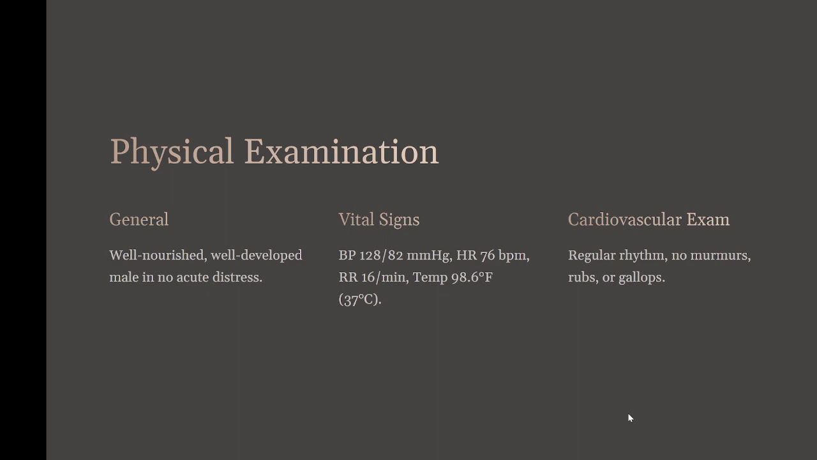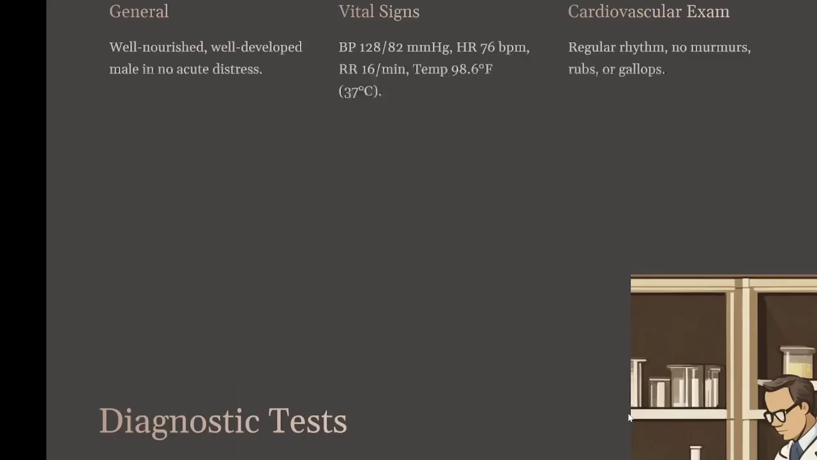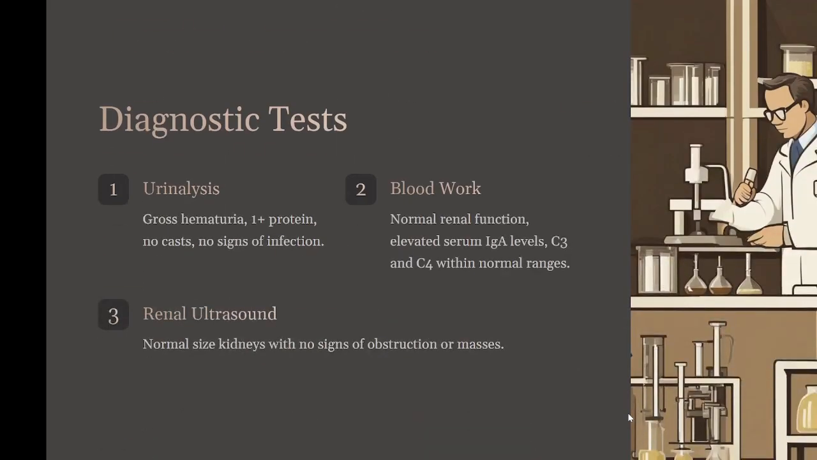Cardiovascular exam: regular rhythm, no murmurs, rubs, or gallops. Abdominal exam: soft, non-tender, no masses, normal bowel sounds, no hepatosplenomegaly. Skin exam: no rashes or petechiae. Extremities: no edema. Diagnostic tests: urinalysis, gross hematuria, 1+ protein, no casts, no signs of infection.